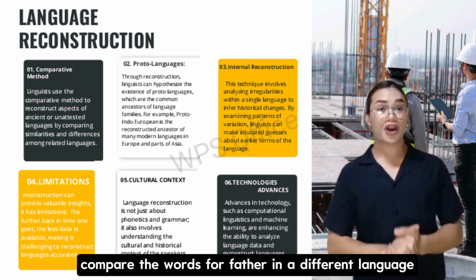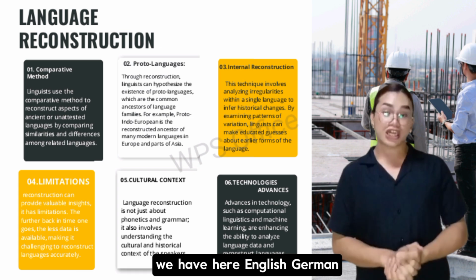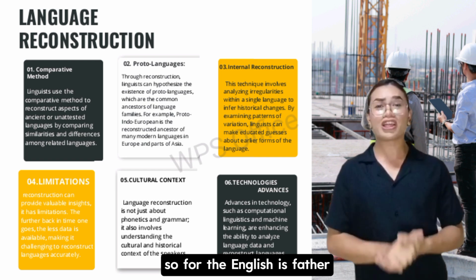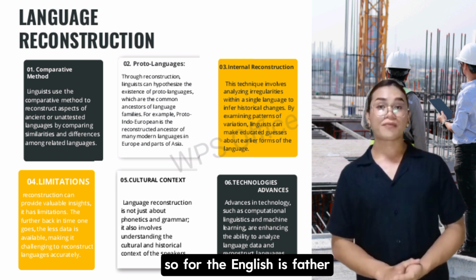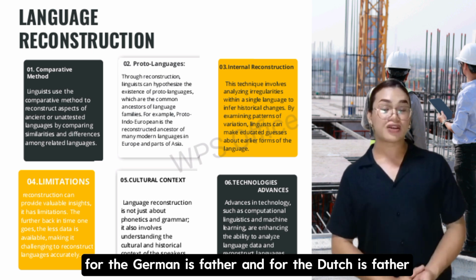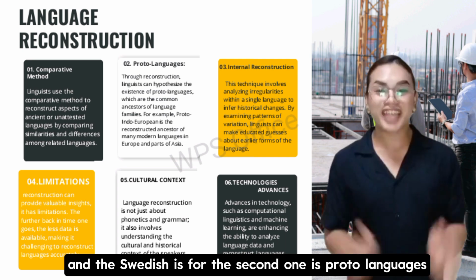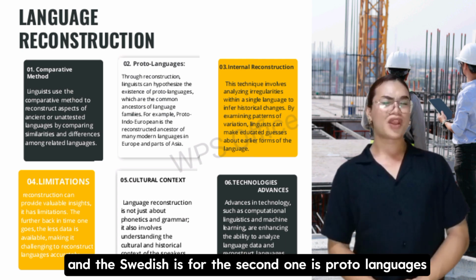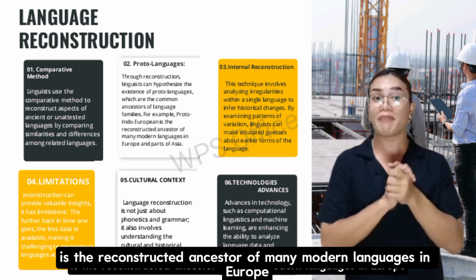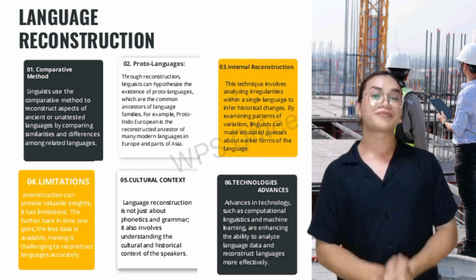So I have some examples of the comparative method. Comparing the words for father in different languages. We have here English, German, Dutch, and Swedish. For English it is father, for German it is vater, for Dutch it is vader, and for Swedish it is far. The second one is proto-languages. Proto-Indo-European is the reconstructed ancestor of many modern languages in Europe and parts of Asia.